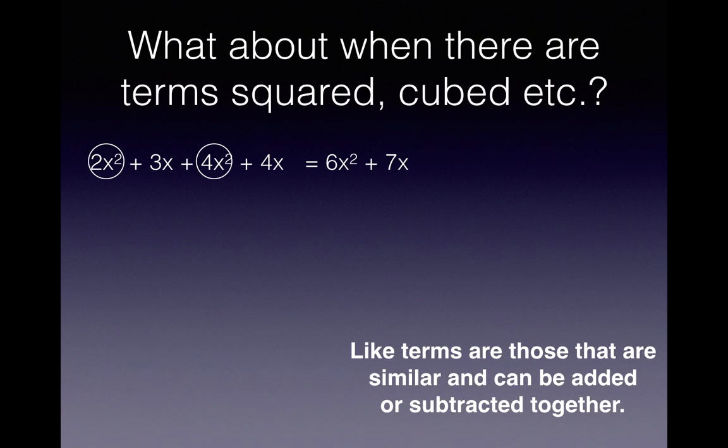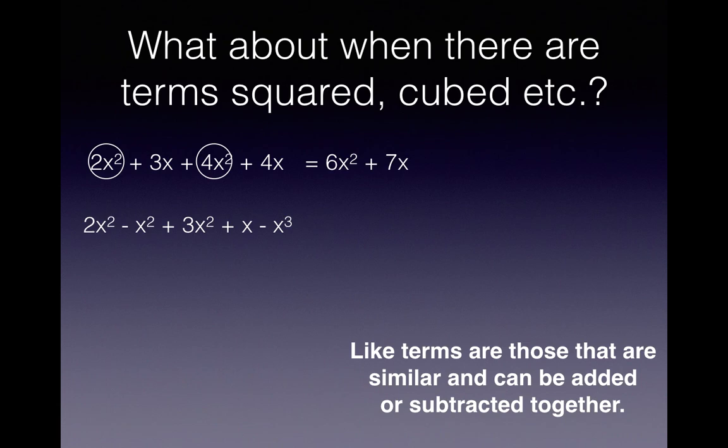So if I have 2 and another 4 square xylophones, I've got 6 of those. And if I have 3 xylophones and 4 xylophones, I've got 7 of those. Hopefully that makes sense. All right, second example. Remember now we've got x squareds and x cubes, and they're different terms. Let's start with the x squareds.